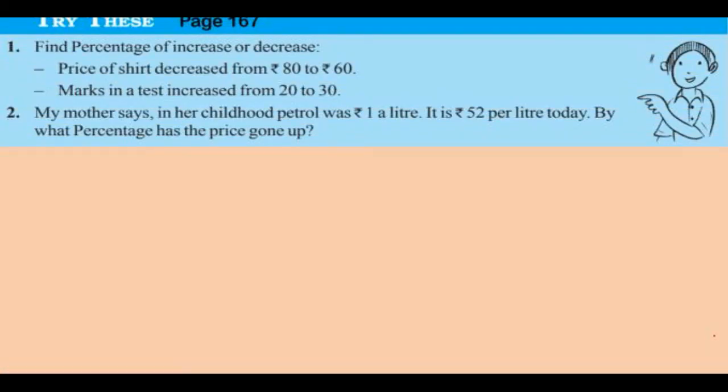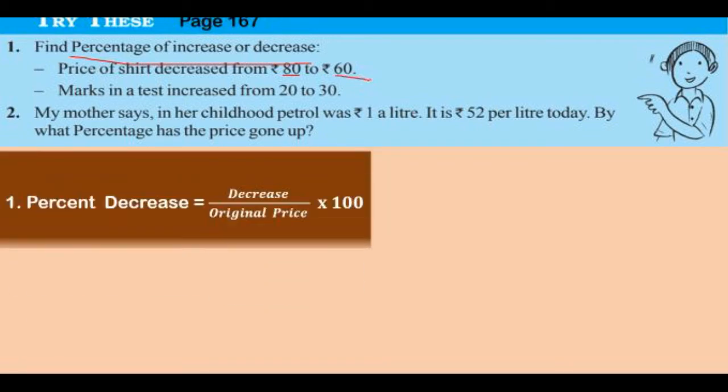Next, try these. Page number 167. Find percentage of increase or decrease. First is price of shirt decreased from rupees 80 to rupees 60. So here we have to find the percent of decrease. First, we should know how to find percent increase or decrease. Whenever we have percent increase or decrease, it is dependent on the difference between the two prices out of the original price. And to find percentage, as we have discussed earlier, we just multiply it with 100. So what is the decrease here? Rupees 80 to rupees 60. The decrease is of rupees 20.